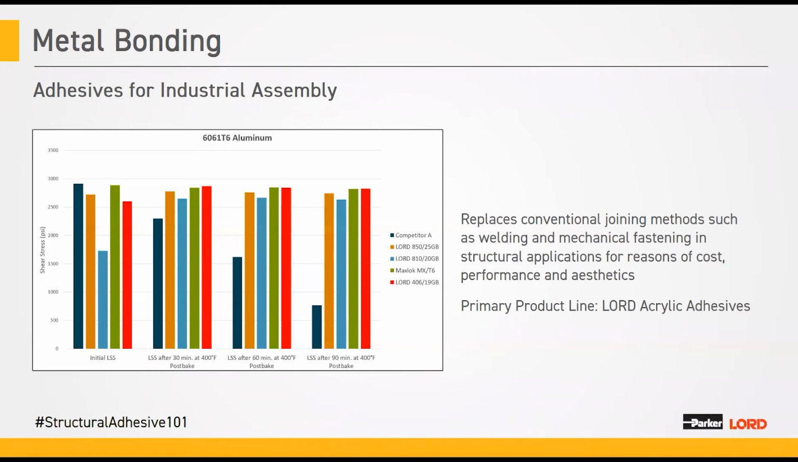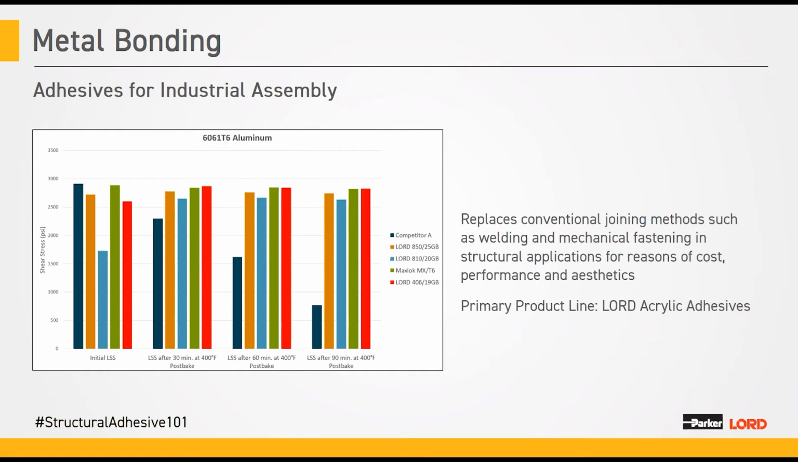Lord Corporation helped design and implement some of the very first solutions for bonding metals with adhesives. And what we've come to do is really replace conventional joining methods such as welding or mechanical fastening, rivets, screws, etc., where the structural adhesives offer performance improvements in terms of cost or aesthetics. And certainly the performance improvements are a big category as well.